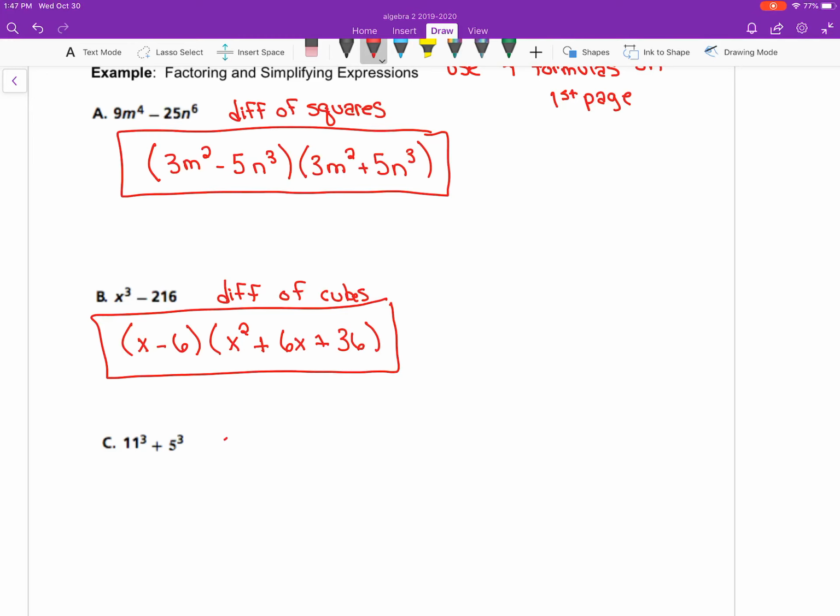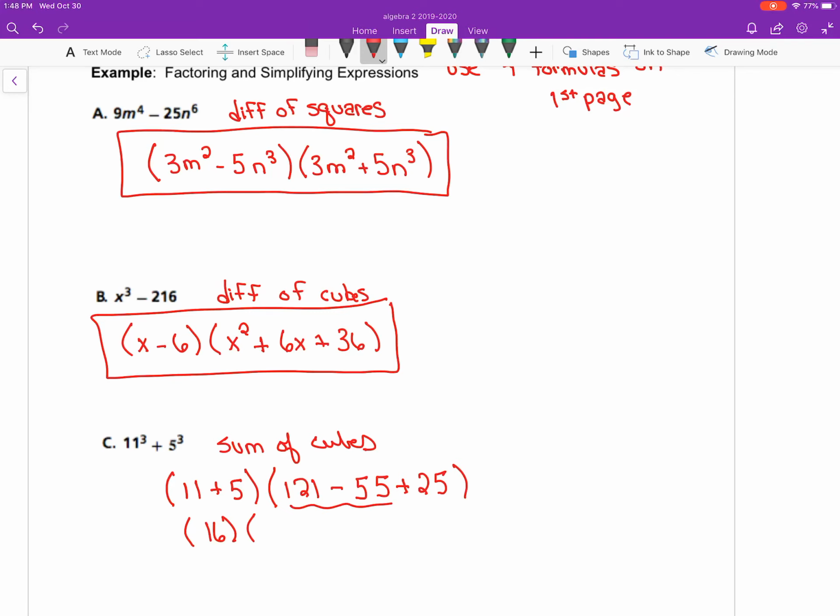Again, if we wanted to use the sum of cubes here, we could. It just turns out quite interestingly, you take the cube root of the first number and the cube root of the second number, square the first number, minus sign, multiply them together, plus sign, square the second number. And then you can just simplify this. This is 16. This whole thing is 91. Multiply them together and you get 1,456. So just another way to do that formula.